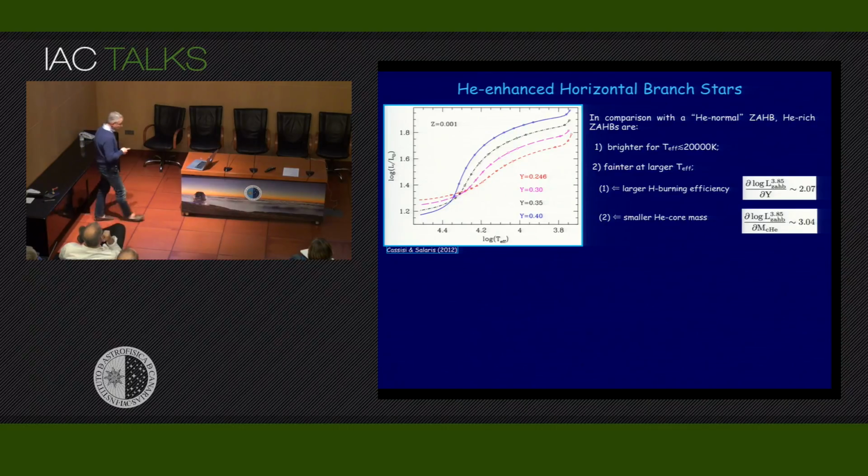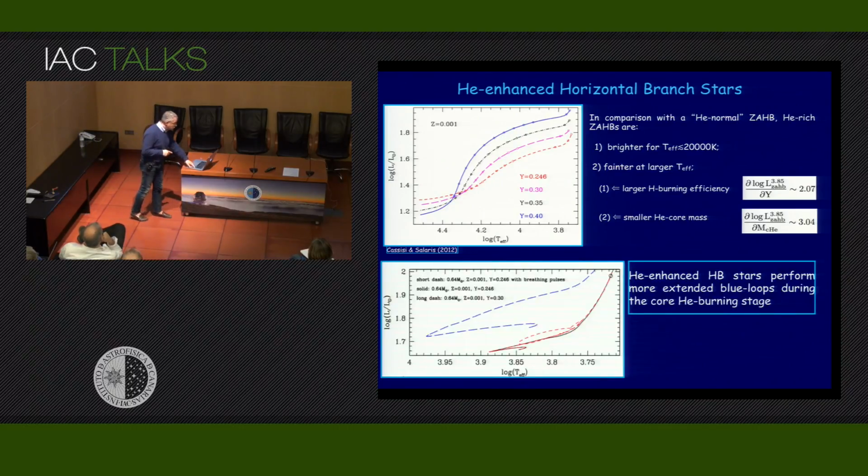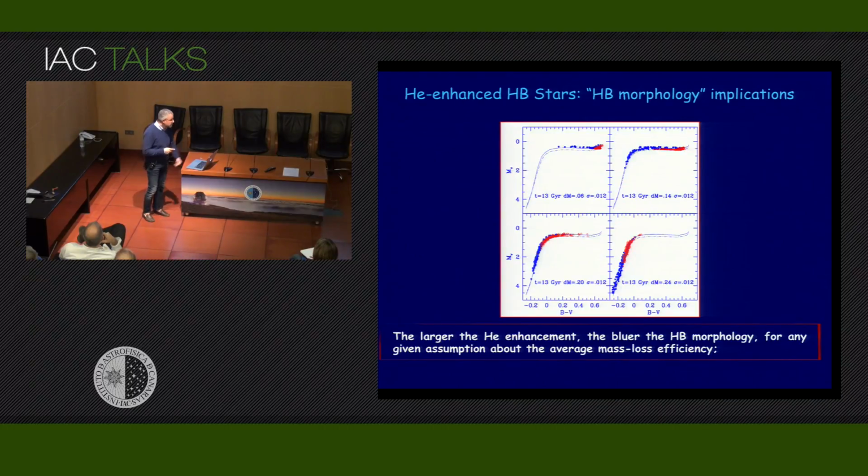Okay? Also, we know from our computations that helium-enhanced horizontal branch stars perform a more extended blue loop in the Hertzsprung-Russell diagram. The red line corresponds to a model with the canonical helium abundance, and the blue line is the same model for the same mass and metallicity, but with an enhanced helium abundance. And you can see that this model, during its evolution, reaches hotter effective temperatures. Okay? So all these effects combined together tend to produce a bluer horizontal branch morphology.